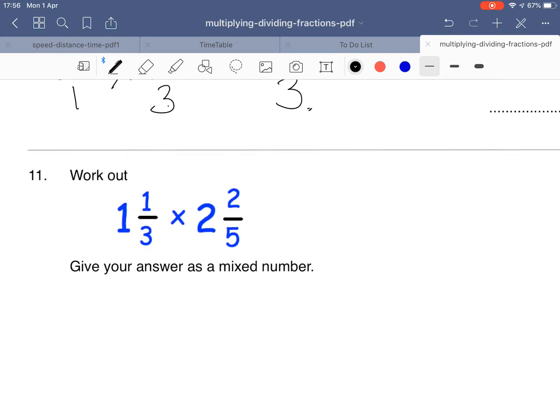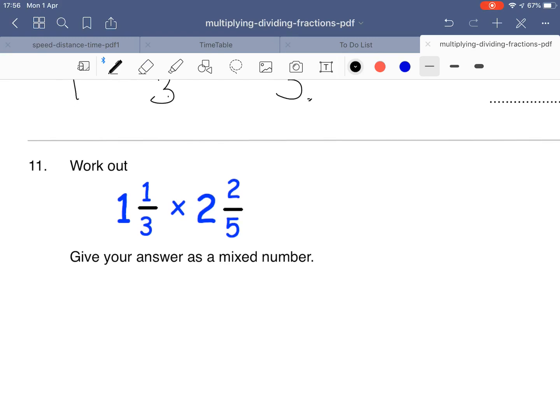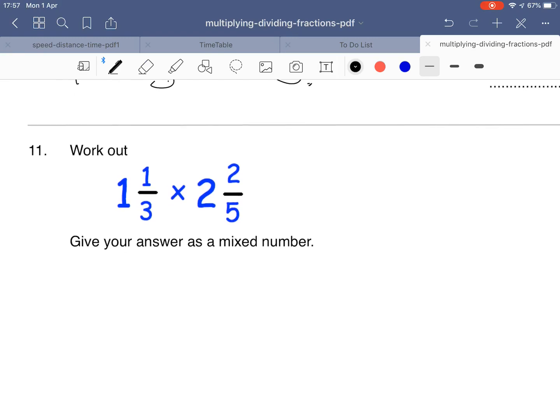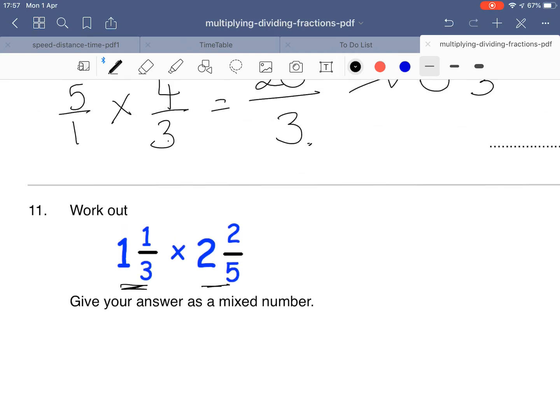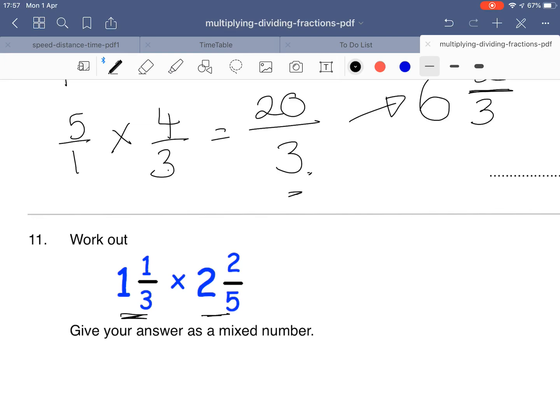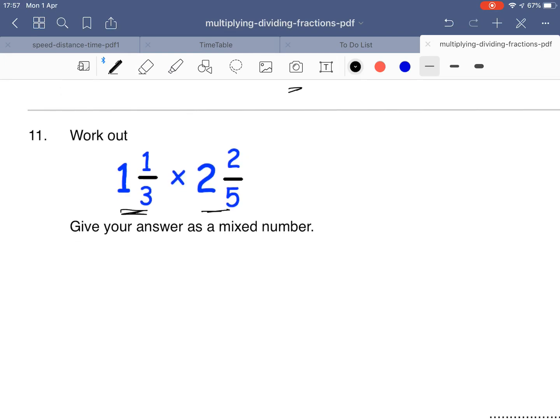Okay, we've got to work out 1 and 1/3 times 2 and 2/5. Give your answer as a mixed number. Now, you can do this a number of different ways. You can change them both into improper fractions, like the one above, the 20 over 3. Or you can times your numbers and times your fractions. Just be careful with that, because when you times your fractions, it will be a little bit different, because I need to do the 1 times the 2/5 and the 2 times the 1/3 as well. So the best option is just to change them into improper fractions.